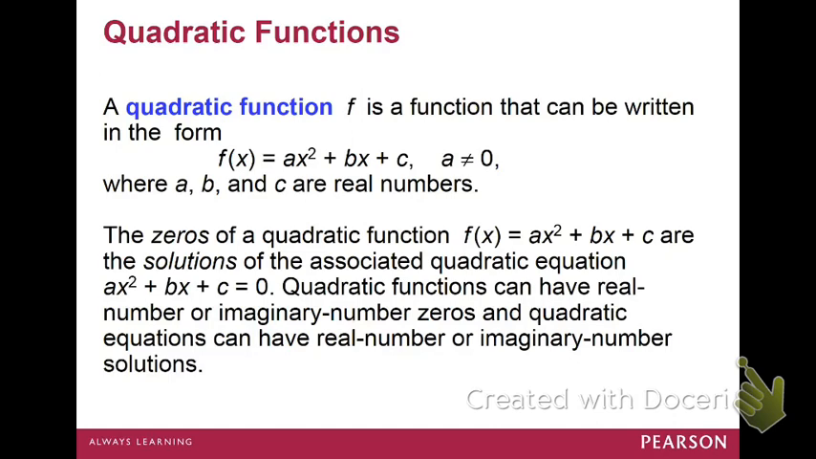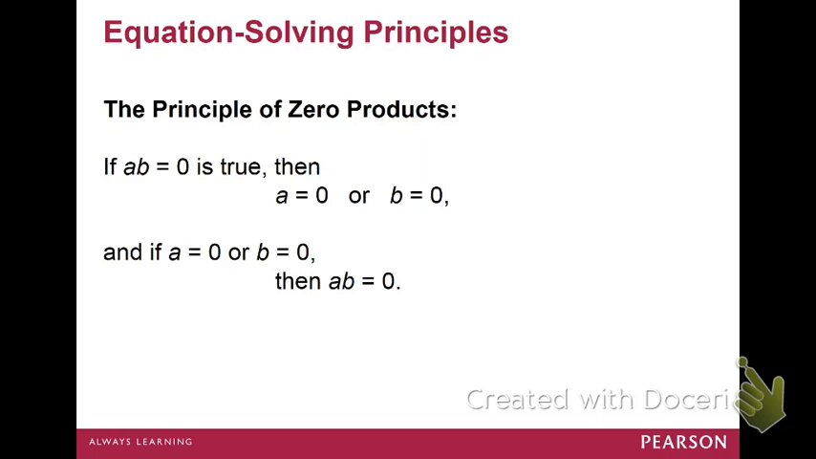And then remember why we care. The zeros of this are the solutions, where it either has real zeros, so it's going to actually cross the x-axis, or imaginary zeros, so you can kind of get a feel for where it might turn, because it's never going to touch the x-axis.